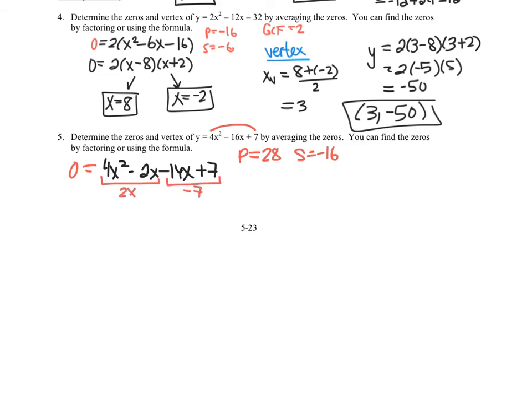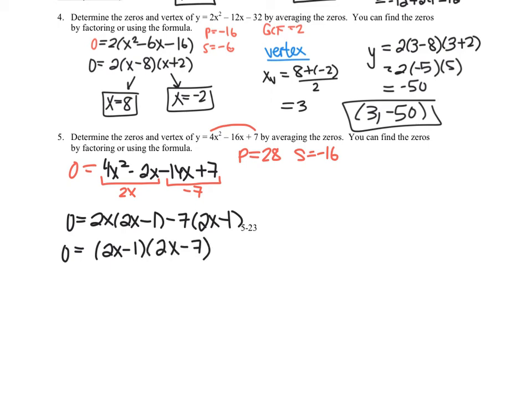Okay, so I have a common factor of 2x from my first pair, so that I'm left with 2x minus 1, and then a common factor of -7 in my second pair, so that again, I'm left with 2x minus 1. Brackets match, which is excellent, and I'm left with 2x minus 1 and 2x minus 7. Now in this case, when we solve, we're not going to have nice, pretty zeros, like whole numbers. We do have to do a little bit of solving.